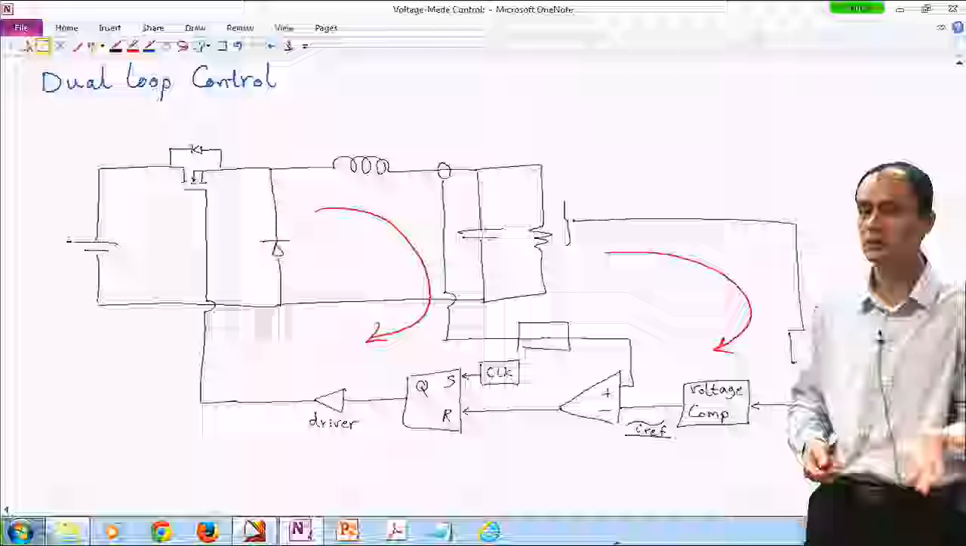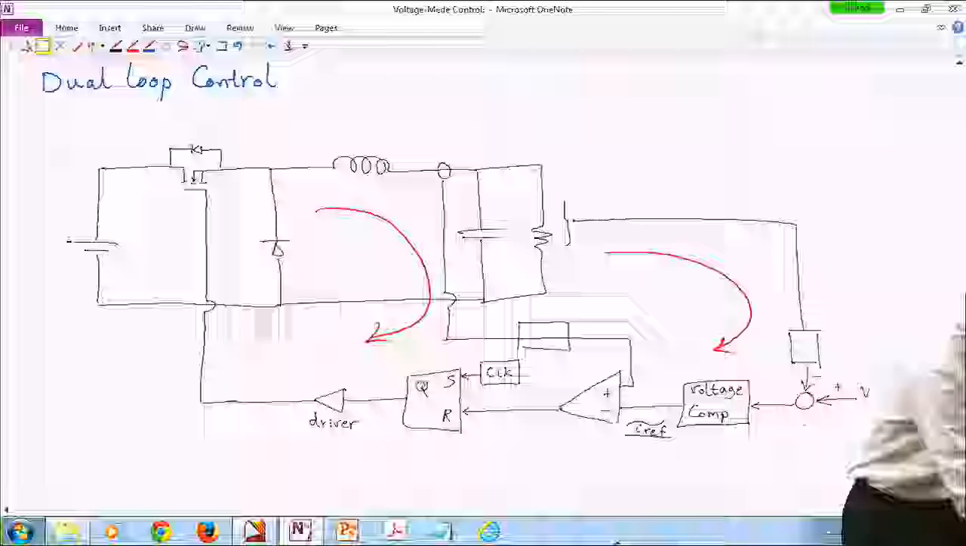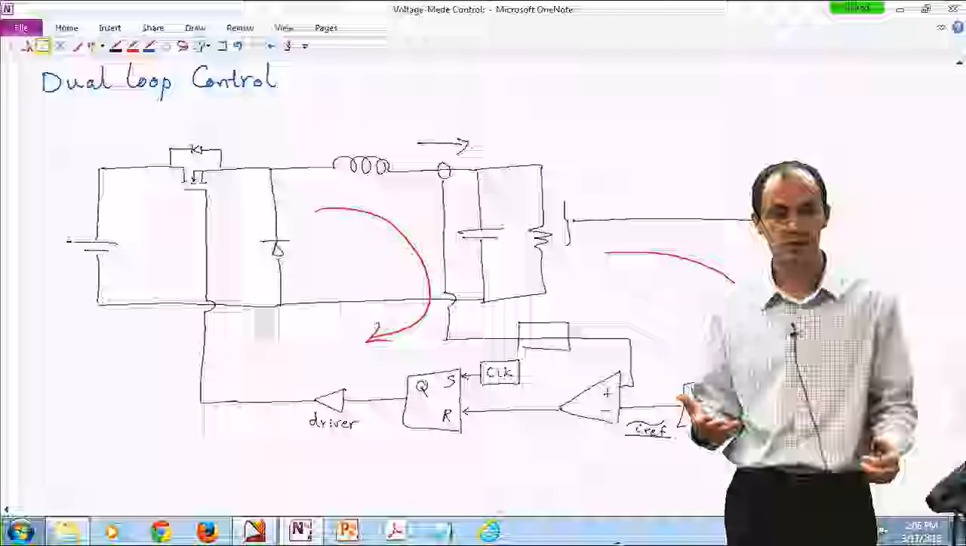And again, all these converters have the same common feature. If the current of the inductor increases, the output voltage increases. Like in a buck converter, it's very simple to argue. If this current that is going in here increases and the output resistance is constant, that means your output voltage increases. All right.